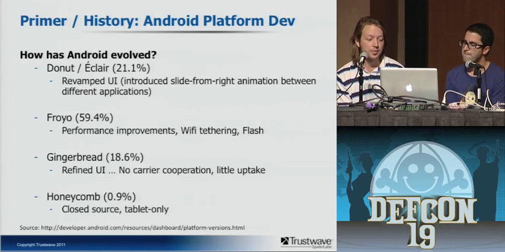Well, they release a new OS version a little more than once a year, and a few years ago is when it really started to get good with 2.1, Donut, Eclair, and they introduced the slide-from-right animation that lets them make it seem like you're in the same task even if you're opening different apps, and so that's pretty cool. And then Froyo came out. That one got pretty popular. It was fast and had Flash, which everybody knows is great. And since then, it's been a little tougher for them to get updates. They got Gingerbread, and not so many phones have that. And Honeycomb is tablet only and closed source.